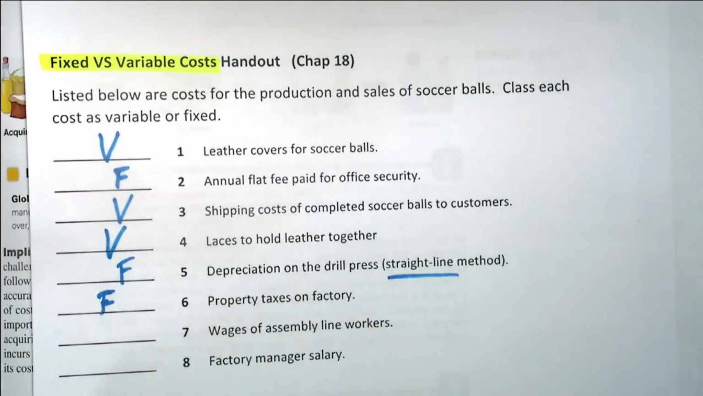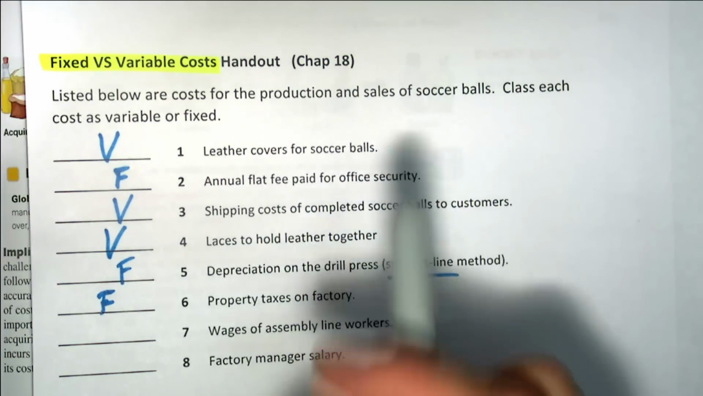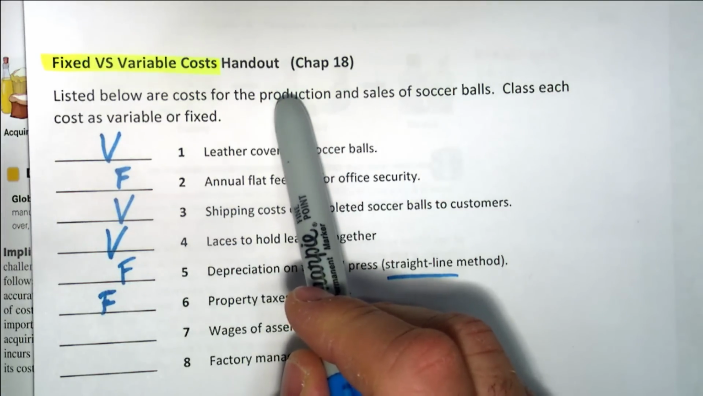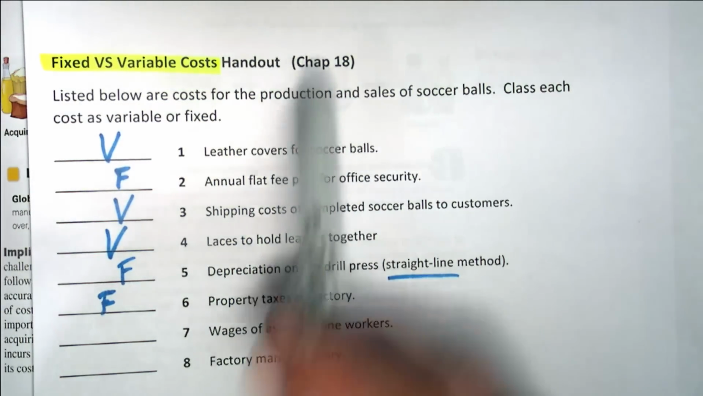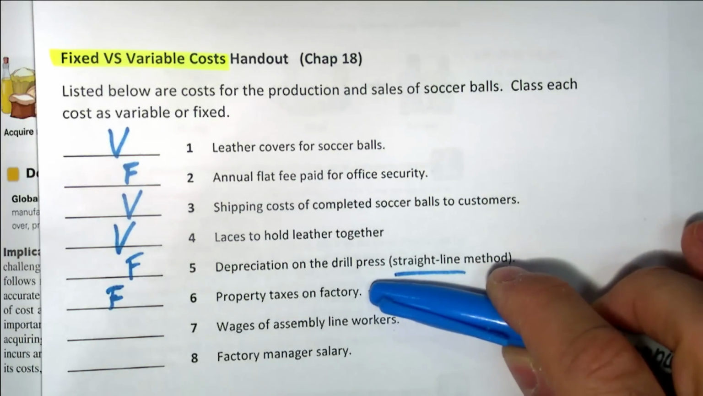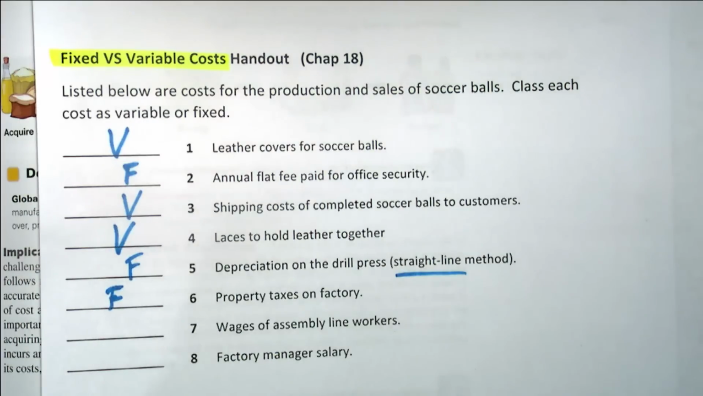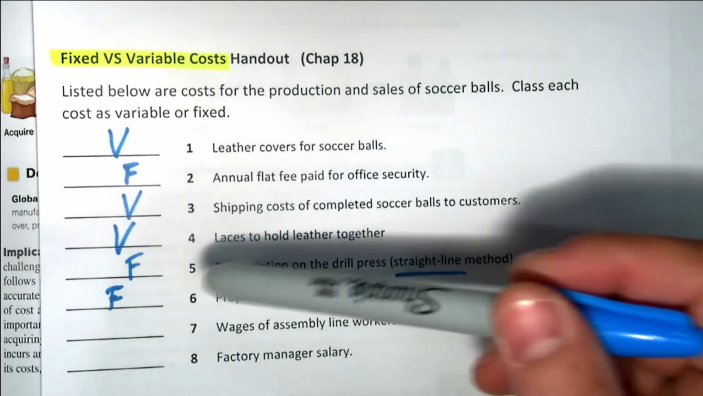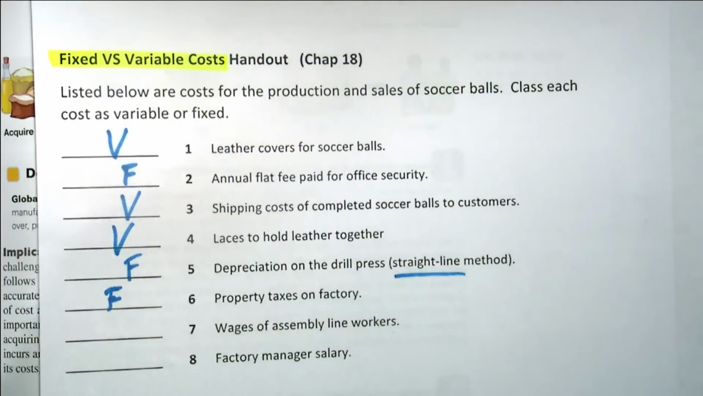Well, I agree with what you said, but that is not our definition of a variable cost. Our definition of a variable cost is, does it change with the level of activity for the production and sales of soccer balls? Does that make sense? So it's very easy to make that mistake. But what I always ask myself is this: if I decide to produce and sell 1,000 more soccer balls, would that change the property taxes on the factory for that period? It wouldn't, would it? So that is a good example of that pitfall. So that's fixed. Number 6 is fixed.